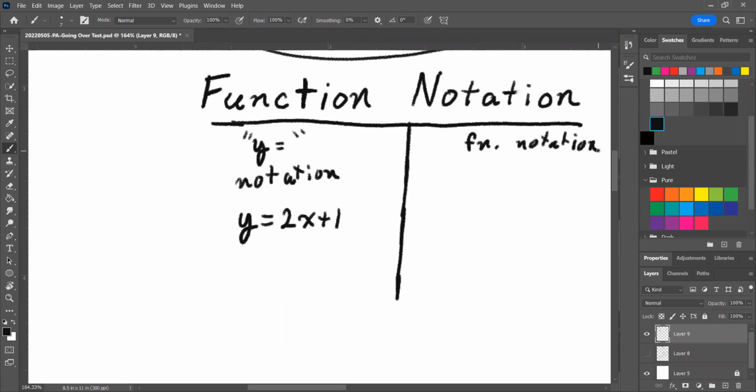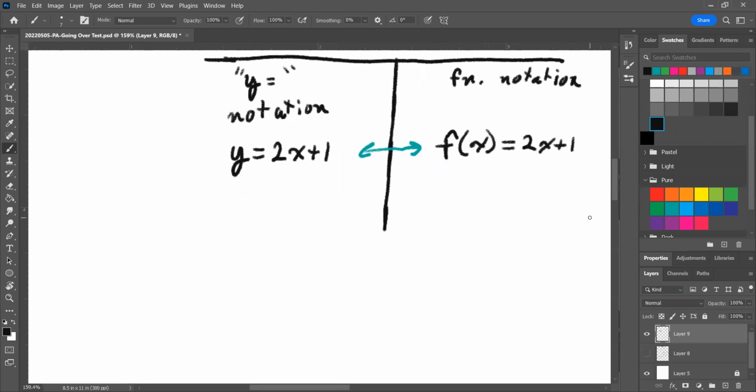Function notation is more descriptive. If we were to write this in function notation, it would look like this. f of x equals 2x plus 1. So there's a couple of things that I want to say with this. In this example, y is the same as f of x. Y is f of x.